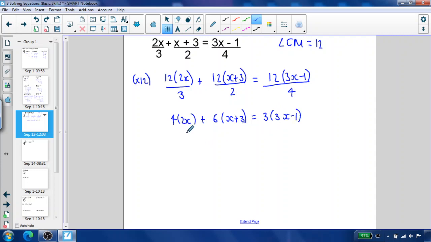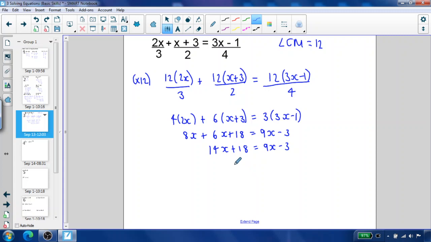Now we're going to have to expand out, so I'm going to have 8x plus 6x plus 18 is equal to 9x minus 3. Let's combine. So 8x add 6x is 14x. Add 18 is equal to 9x minus 3. I'm going to move this 9x over and combine it with the 14x.